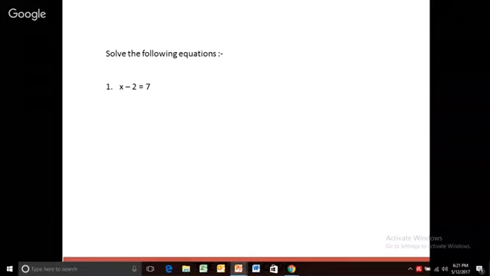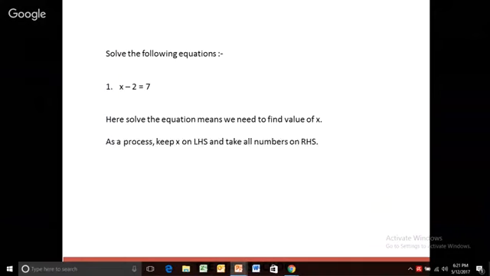The first question says x minus 2 is equal to 7. In these type of questions, we need to solve the equation for finding the value of x. As a process, keep x always on left hand side and take all the numbers on right hand side.